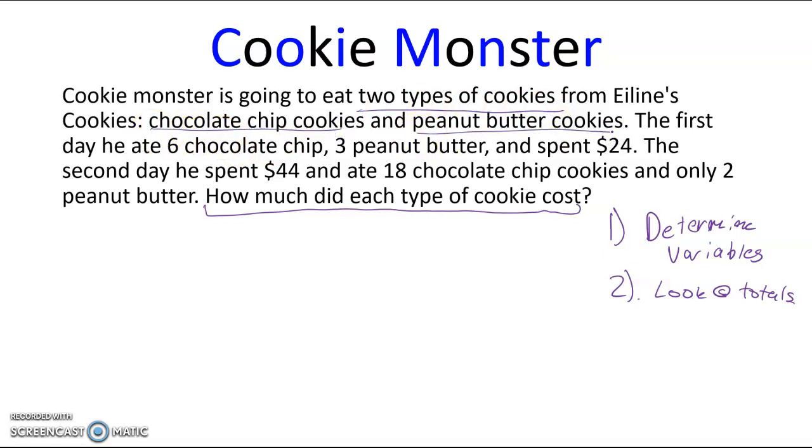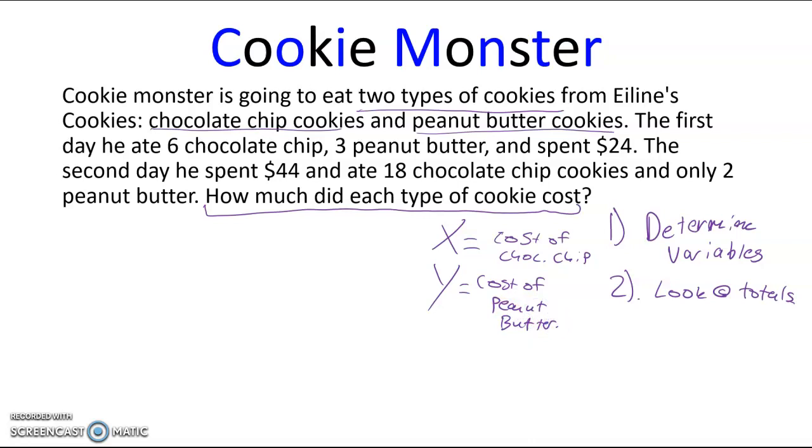Now, remember, the first step that we need to do here is determine our variables, all right? Determine what our variables are going to mean. So I've got an x equals and a y equals. I know that I have chocolate chip cookies, but I want to know how much each of them cost. So x is going to be the cost of chocolate chip cookies. And then y is going to equal the cost of my remaining cookie, which is the peanut butter cookie. So cost of peanut butter.